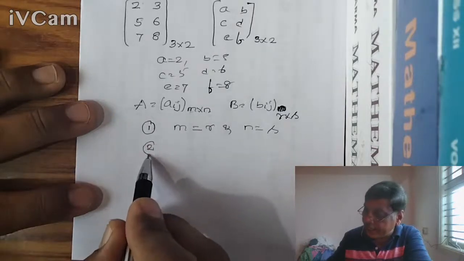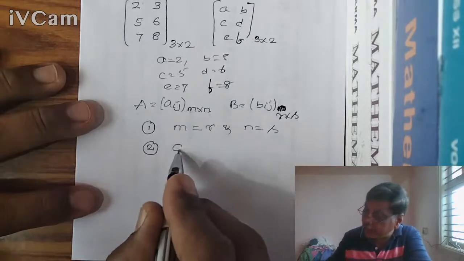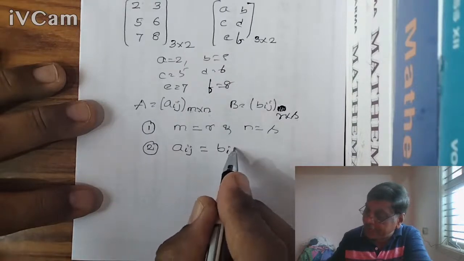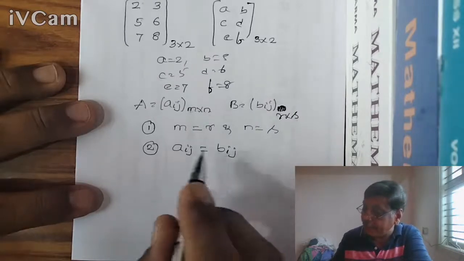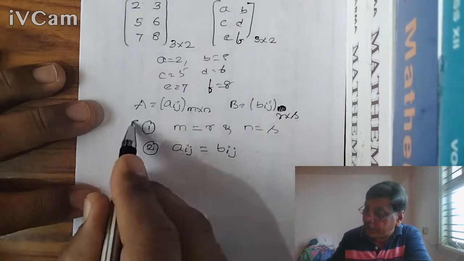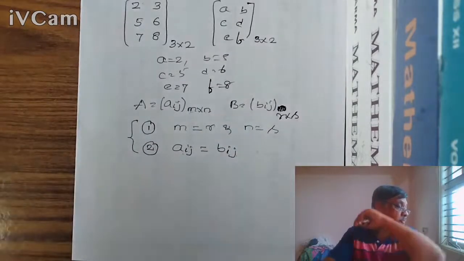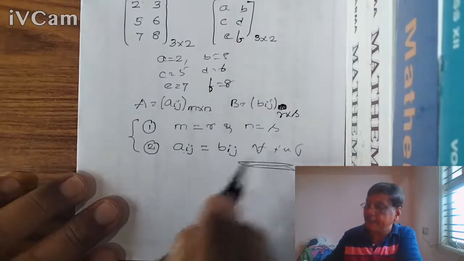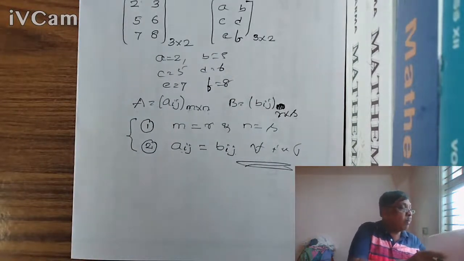Next, the corresponding elements are the same. Corresponding elements are the same means a_ij equals b_ij for all i and j. So a_ij is equal to b_ij for all i and j. This is the general definition for two matrices A and B. This is the definition of equality of two matrices.